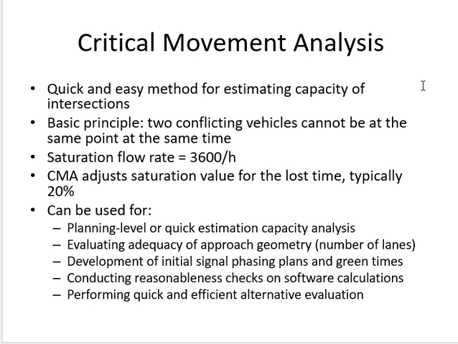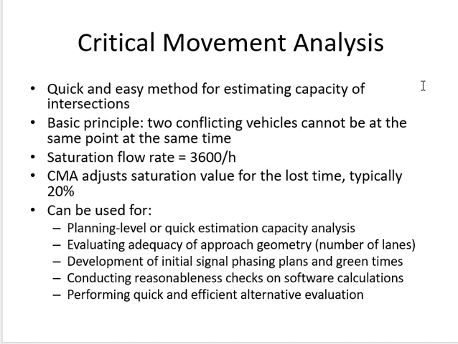Okay, now we move on to critical movement analysis. Critical movement analysis is a quick and easy method for estimating the capacity of the intersection. The whole intersection, not one lane or one phase or one approach. So it gives you an approximate value. It's not very accurate.